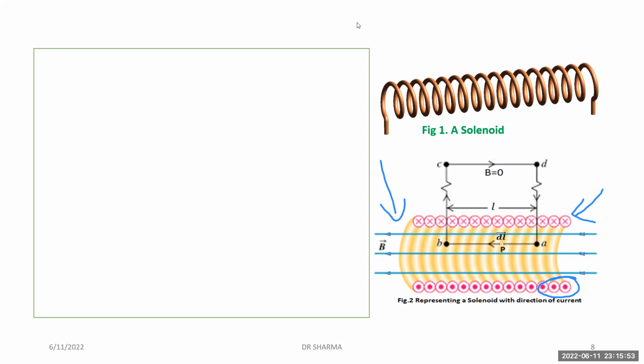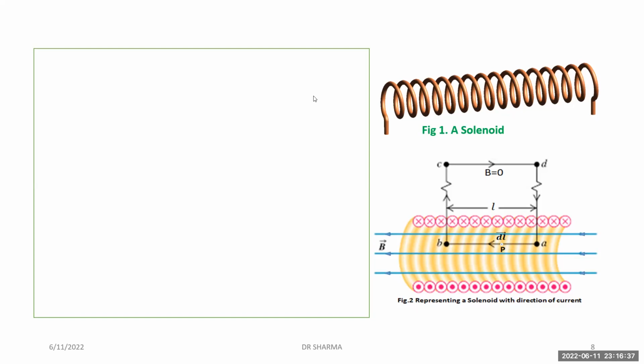So in this case, we have taken the direction of current to be clockwise on the right end, and on the left end it is anti-clockwise. So the direction of magnetic field is from right to left. And as you know, the magnetic field inside a solenoid is uniform, so it is represented by parallel lines.